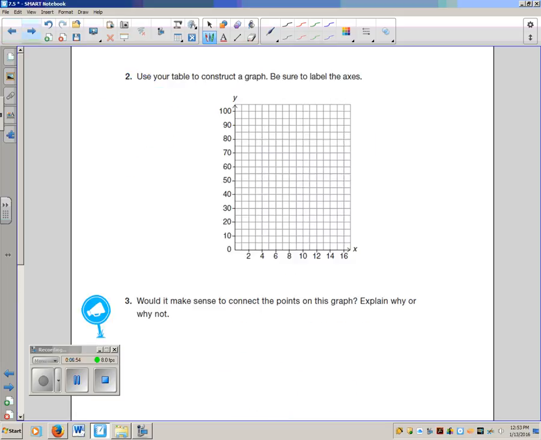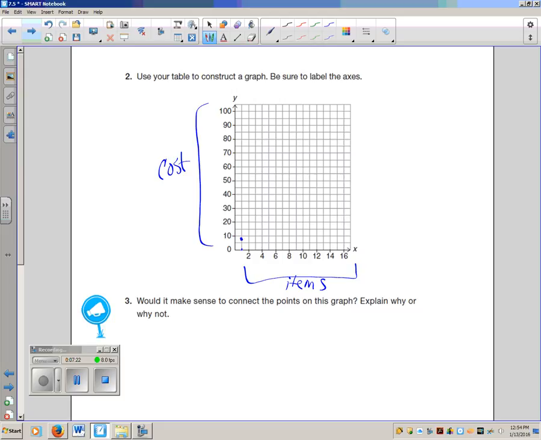1, 6. Make sure you label your X and Y axis. This is items. This is cost. Notice that the intervals are different: 2, 4, 10, 20. So if we had one item, here's 1, that costs 6.